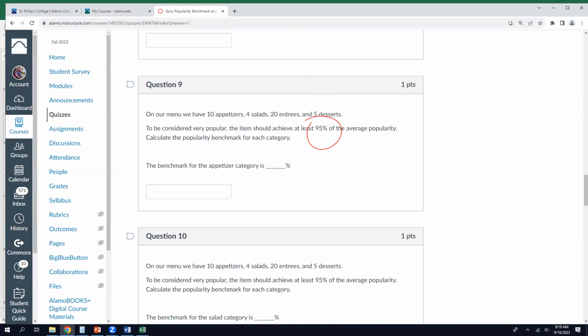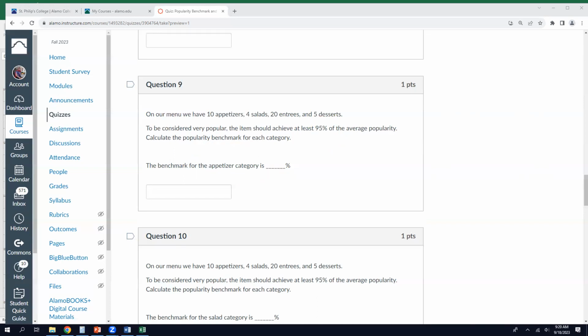Exactly. That's why I'm showing you this, because this is asking specifically for the appetizer category. The reason why we're breaking the menu up like this is because sometimes you can't necessarily do all the items on the menu, because not every single person orders an appetizer. And so in that case, your appetizers may not be super popular. By doing it by menu category, it gives you a better representation. Questions, comments, concerns about this quiz?